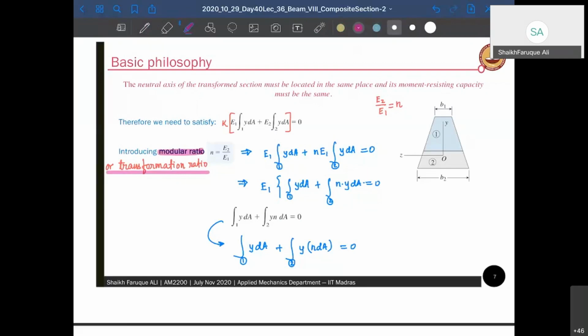Okay, once you have that, you can replace E2 with N E1, right? And if you do that, now if you see, this guy is made up of one single material because both are with E1. I don't have E2 anymore. So once I replace that, I am making it E1. So this is an equivalent expression of this. Equivalent expressions.